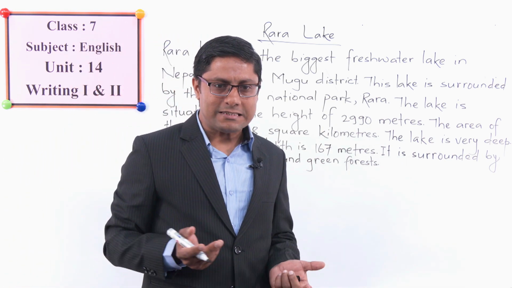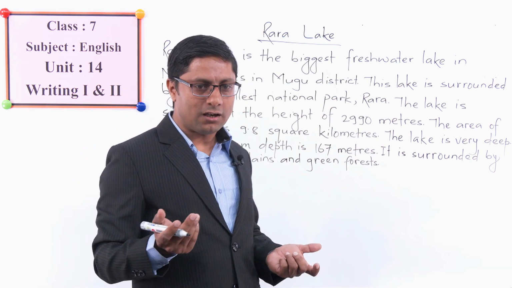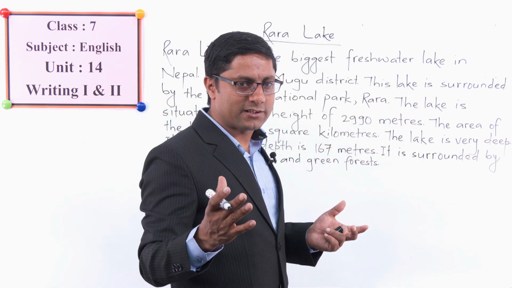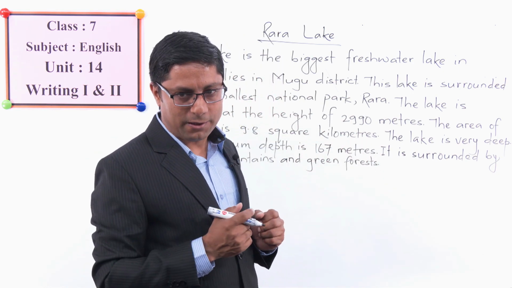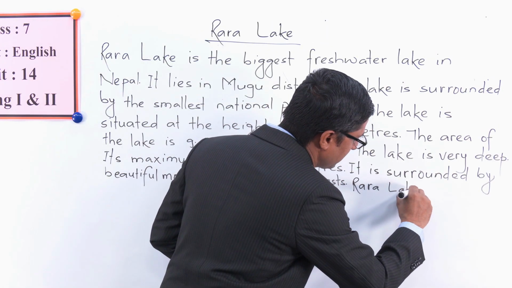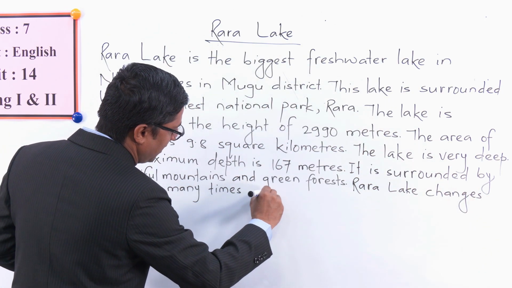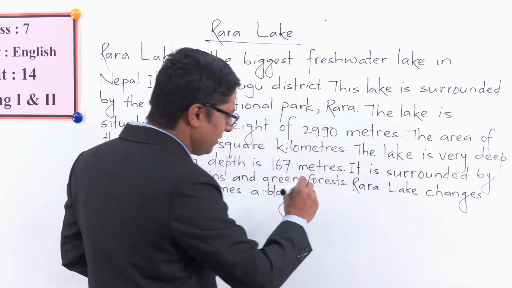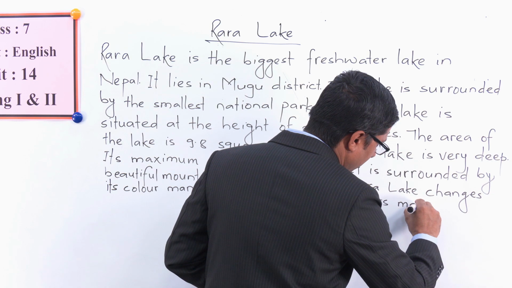Similarly, it attracts many tourists every year. Similarly, there is information changes its color many times a day. So, simply we can add some extra information also. It is not necessary that we must be limited within the idea map. Okay? We can add extra information also. For example, we can say Rara Lake changes its color many times a day. So, it attracts many tourists is given there. So, we can say, so it attracts many tourists every year.